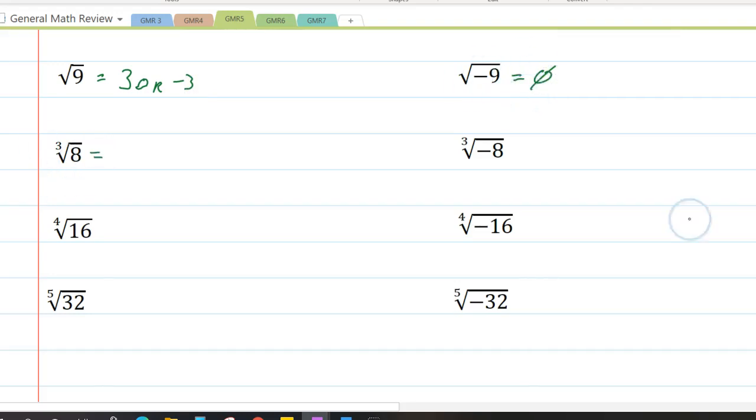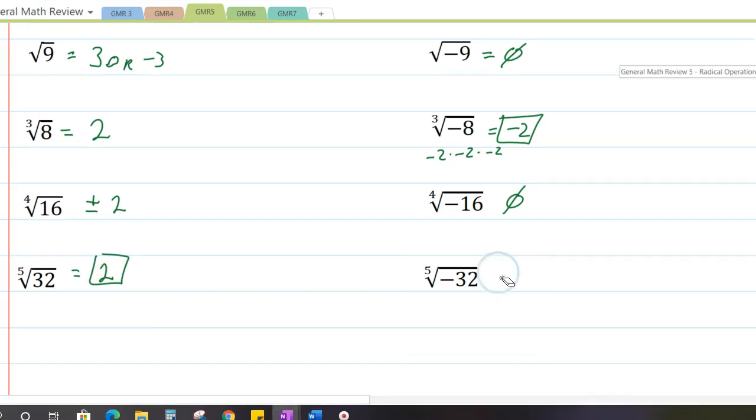The cubed root of 8 gives you 3 positive 2s. Your answer is positive 2. The cubed root of negative 8, 3 negative 2s, so your answer is negative 2. Fourth root of 16, plus or minus 2. The fourth root of a negative, no solution. The fifth root of 32 gives you 5 2s, so your answer is 2. And the fifth root of negative 32 gives you 5 negative 2s, so your answer is negative 2.